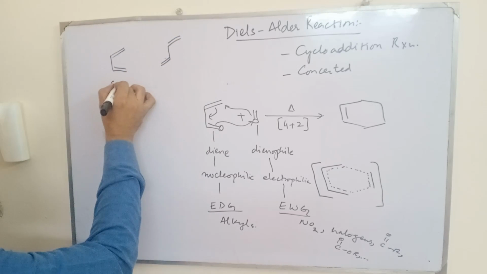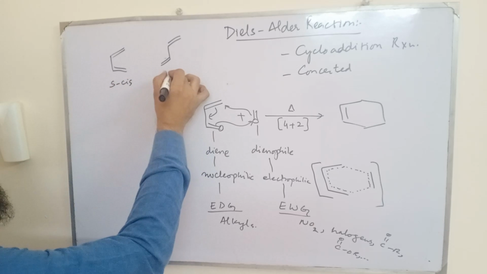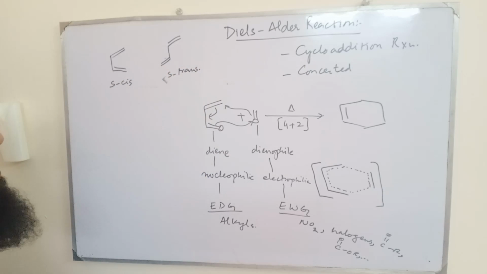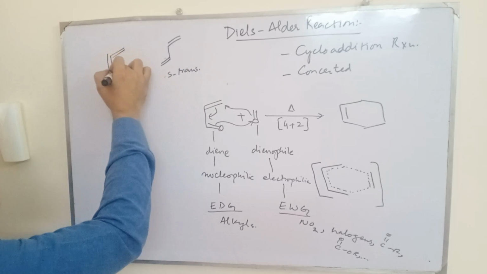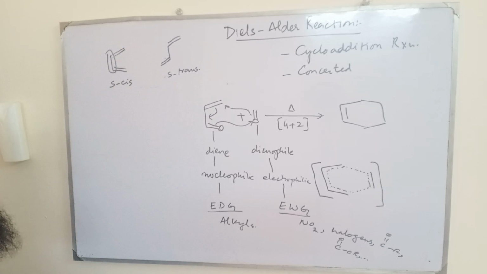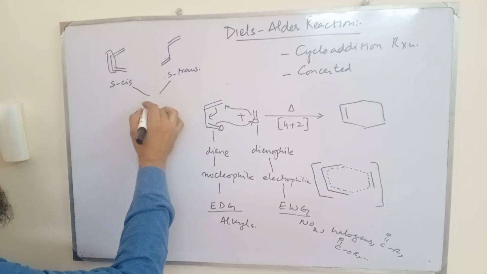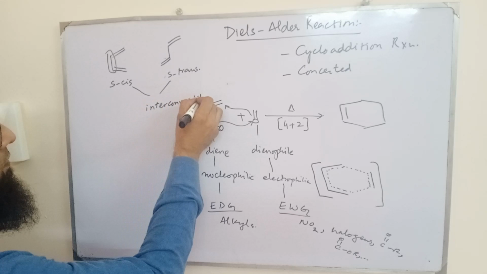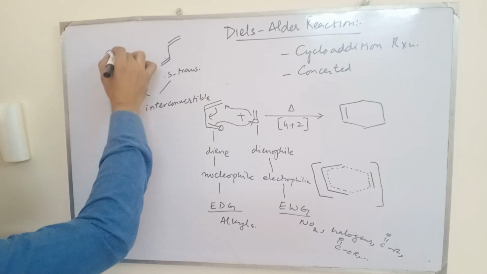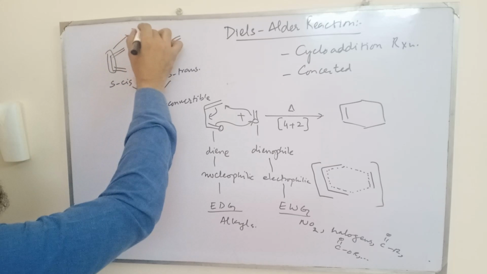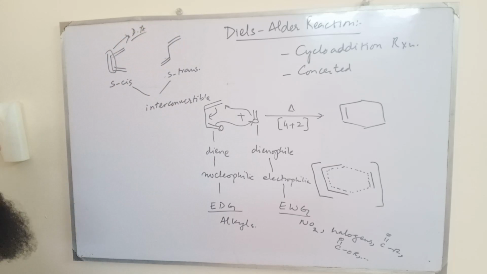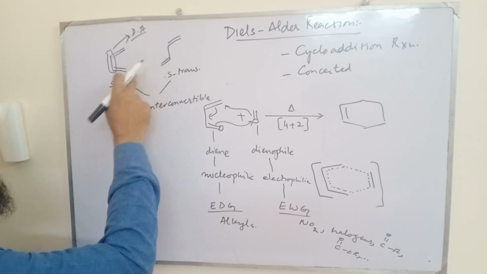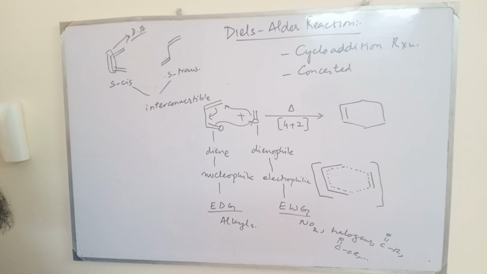This form is s-cis and this form is s-trans. Why do we call it cis or trans? Because of the sigma bond or single bond here, and due to free rotation both of these forms are interconvertible. However, it is only the cis form which can take part in the Diels-Alder reaction, as the trans form would not take part. However, it is first converted into the cis form due to free rotation around the sigma bond, and then it takes part in the Diels-Alder reaction.